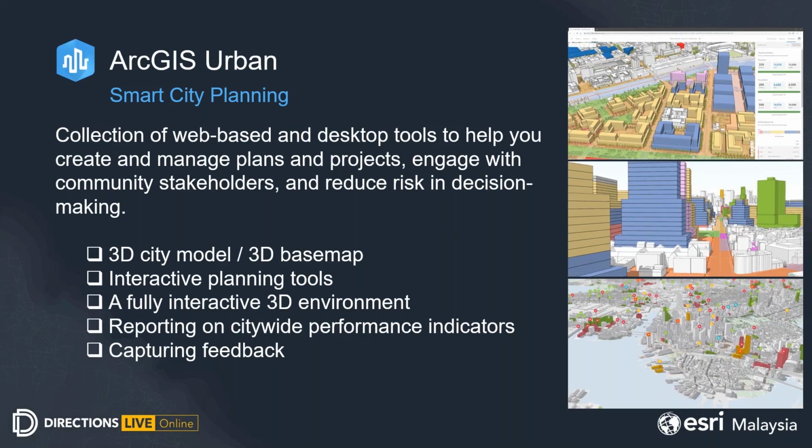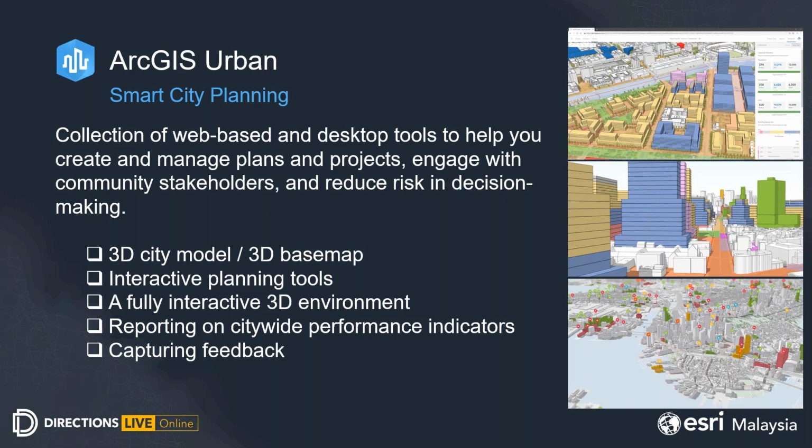ArcGIS Urban is basically a collection of web-based and desktop tools that you could use to create and manage an interactive 3D model of the city. You have managed plans, zoning projects. So if there is a proposed development, you can take a model of that proposed development, put it into a 3D scene, and see what the impacts will be.